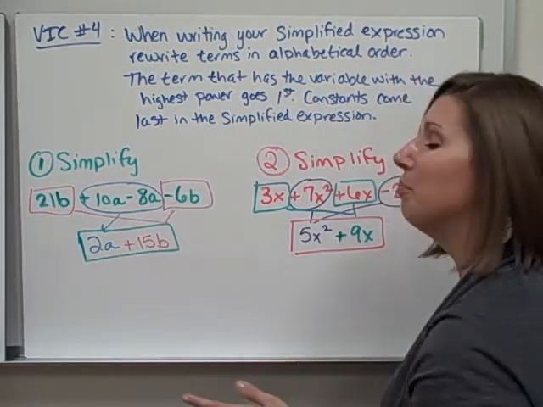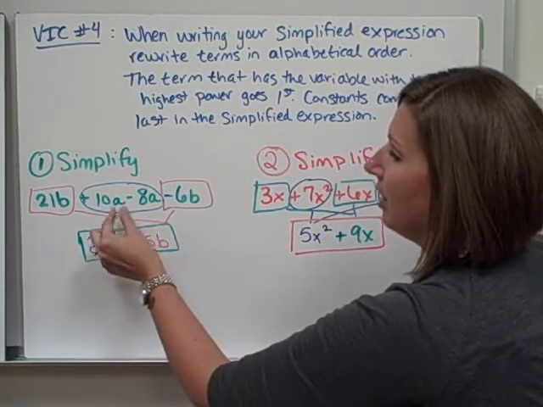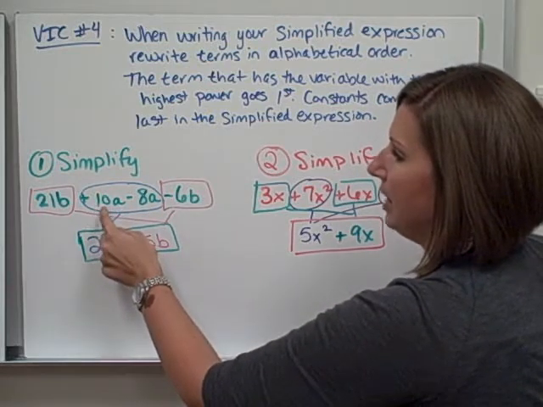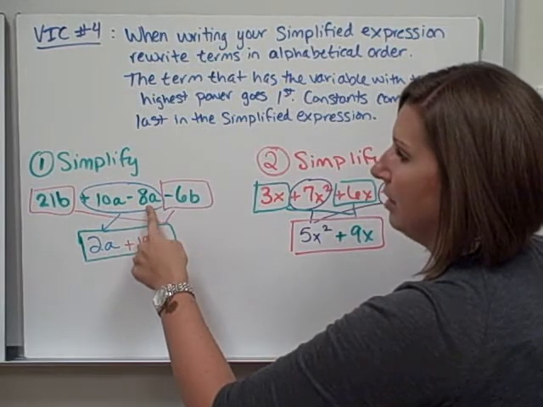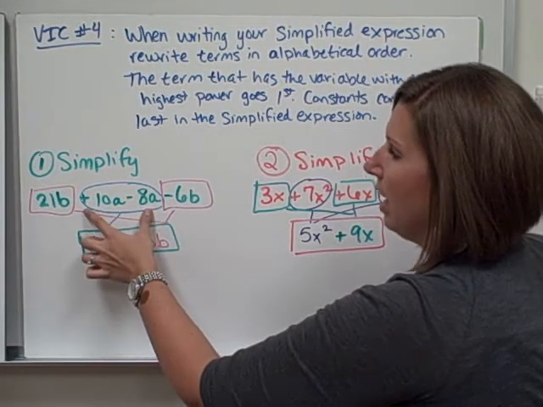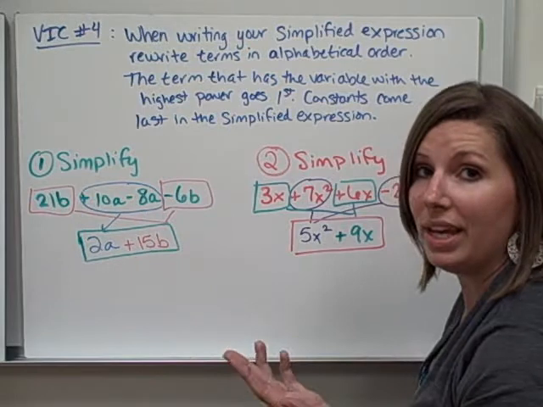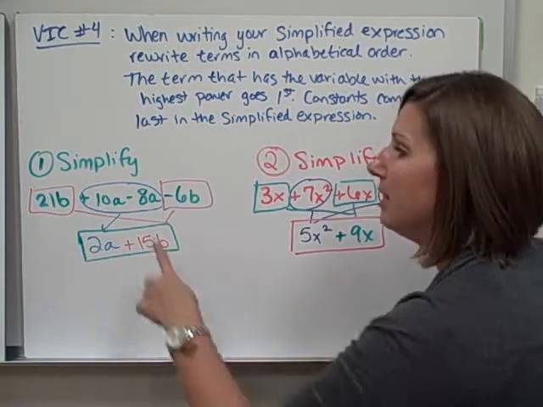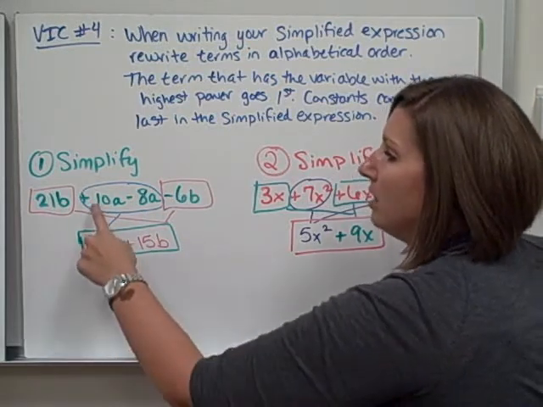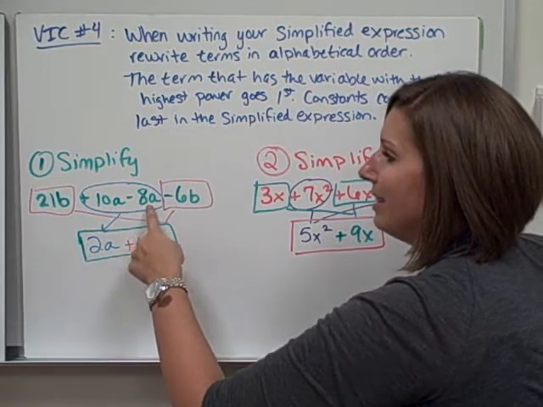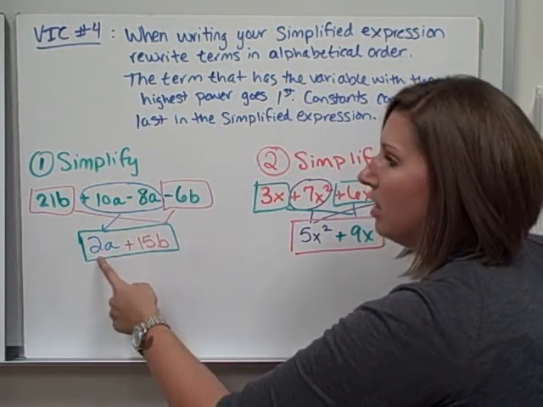Well, here, my like terms are together in the middle. I've got a positive 10a minus 8a. Those are like terms. And a comes before b in the alphabet, so I'm going to go ahead and simplify that first. Positive 10a, take away 8a's, leaves me with 2a's.